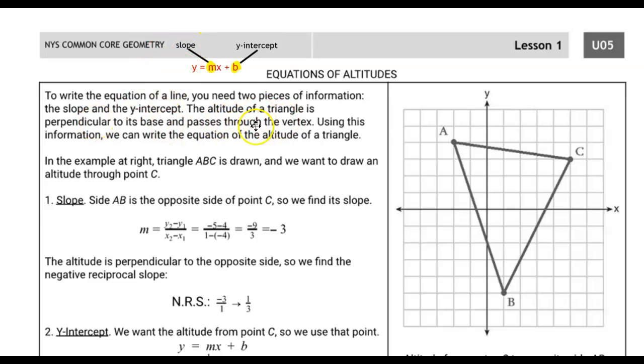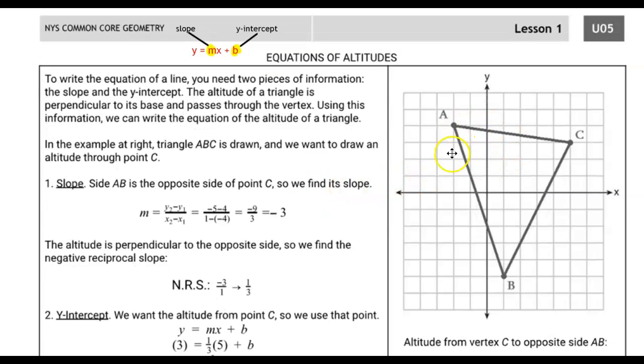And it passes through the vertex, and that y-intercept is going to be based on one point that it passes through. So using this information, we're going to be able to write the equation of the altitude of a triangle. So look at the triangle here.